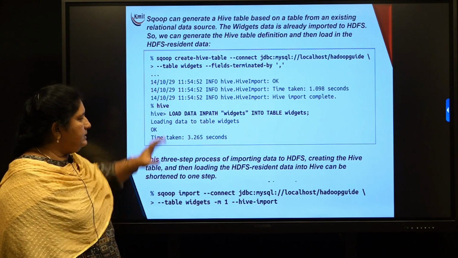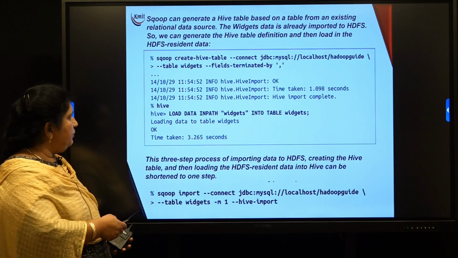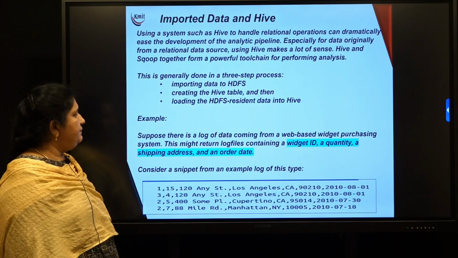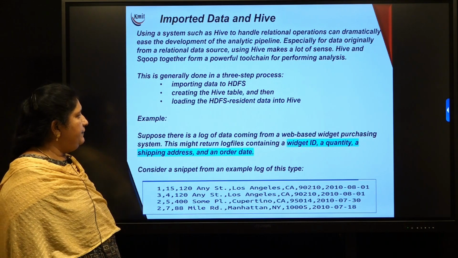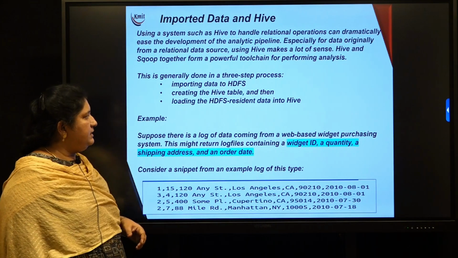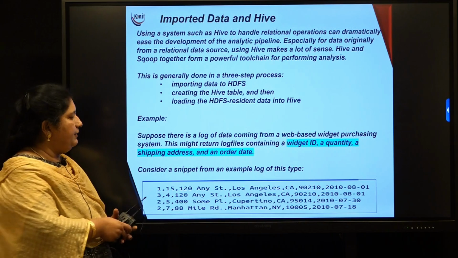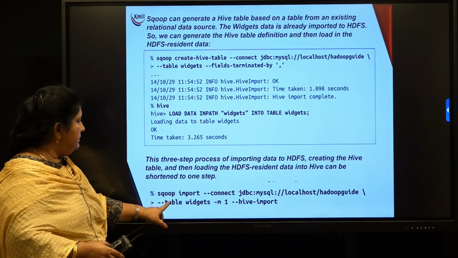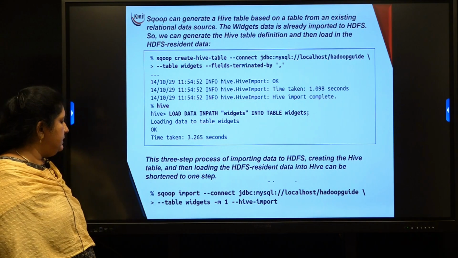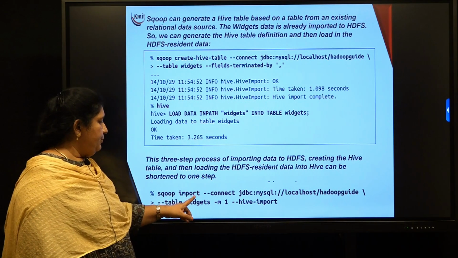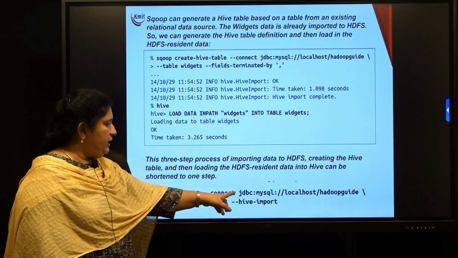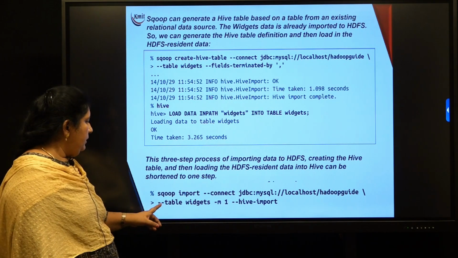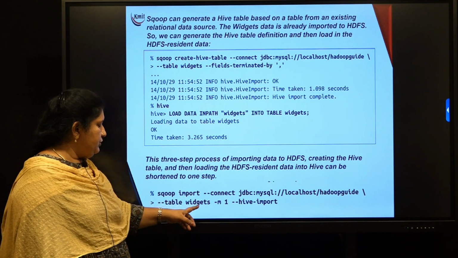This entire 3-step process, what is the 3-step process we have done so far? We have imported the data into HDFS, we have created a Hive table, and the HDFS resident data has been loaded into Hive. This 3-step process can be done in a single step. What is the single step? Sqoop, import, connect JDBC. The database is Hadoop guide. What is the table? Widgets.